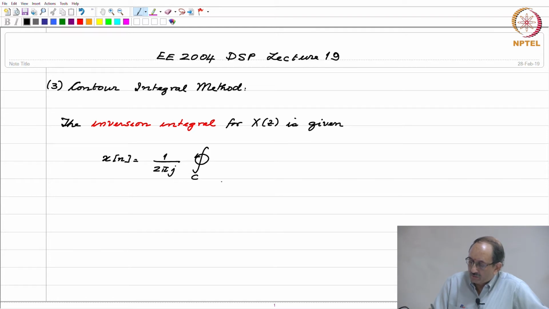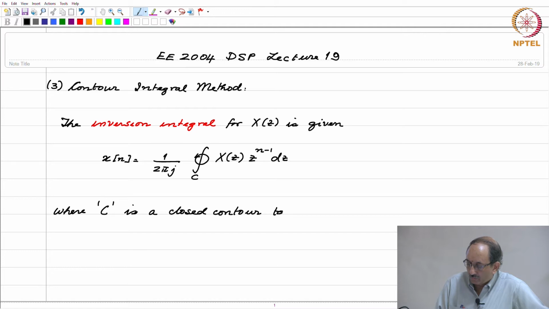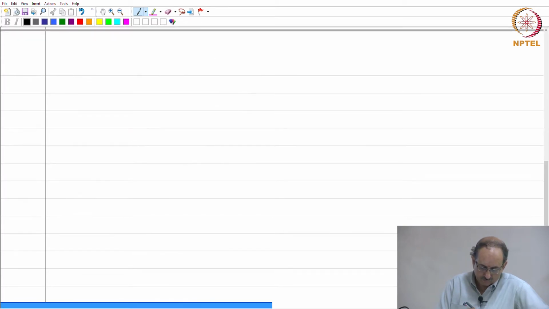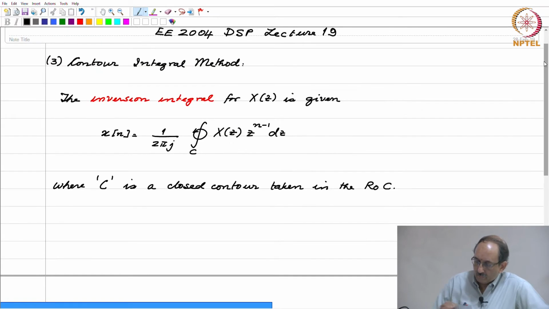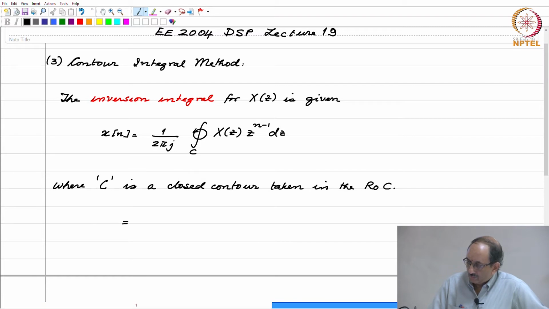It is a contour integral over C of x of z times z to the n minus 1 dz, where C is a closed contour taken in the region of convergence. And this is evaluated using the Cauchy residue theorem.